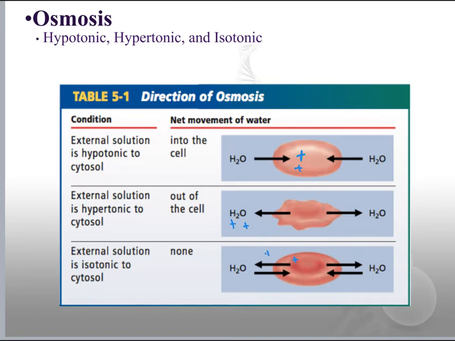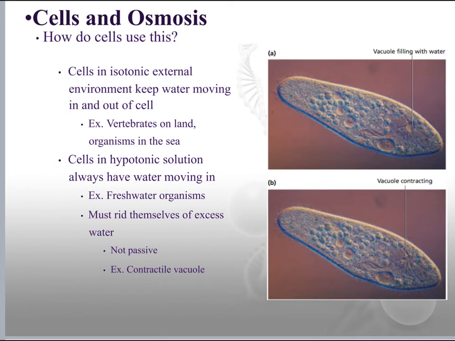Here we're seeing equal amounts on each side, no net change. Okay. So how do cells use this? Cells in isotonic external environment keep water moving in and out of a cell. So things like vertebrates on land or organisms in the sea.